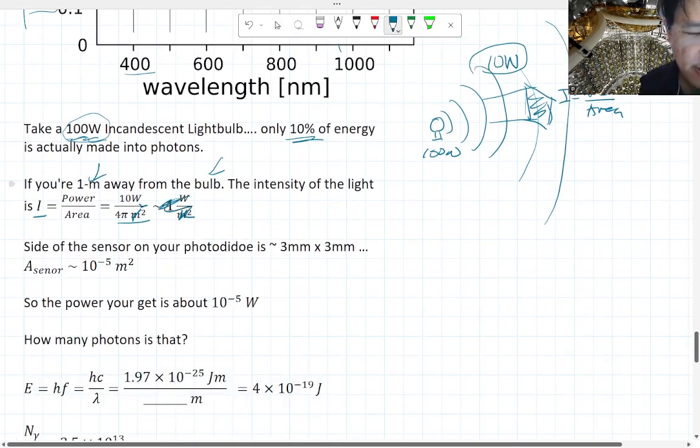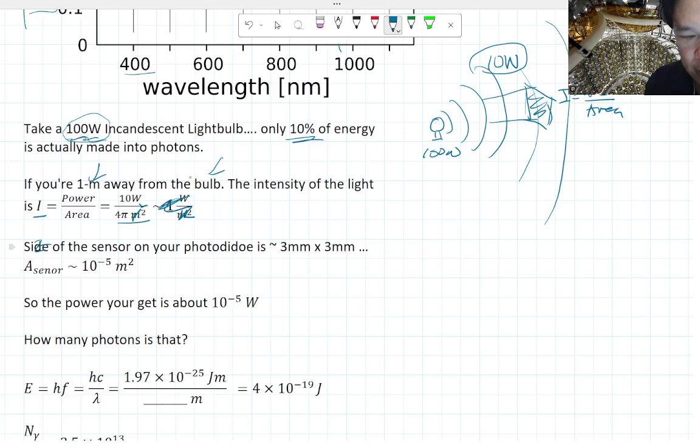Okay, so let's say the size of the sensor is 3 millimeter by 3 millimeter. If you punch this in your calculator, the area of the sensor is about 10 to the minus 5 meters squared. So we want everything in SI units. So the power you get is actually about 10 to the minus 5 watts.